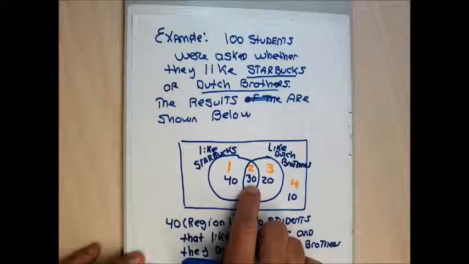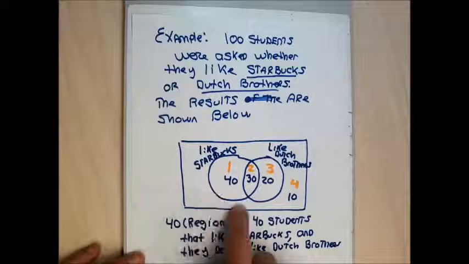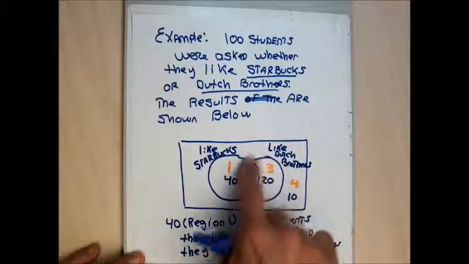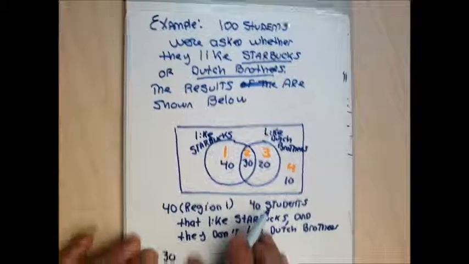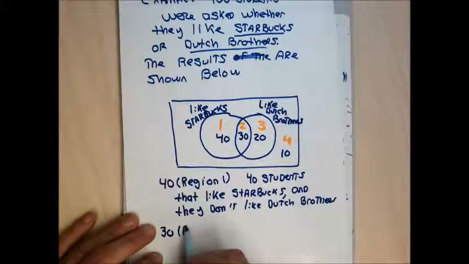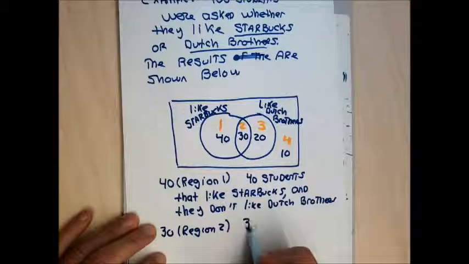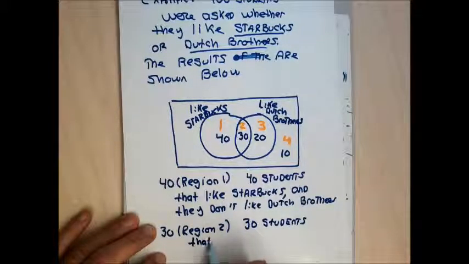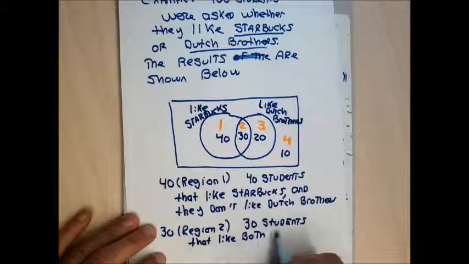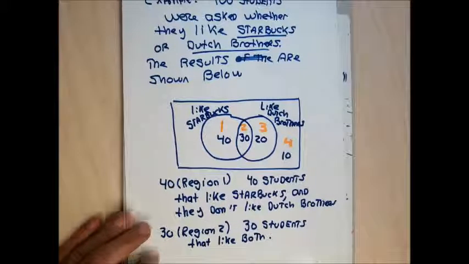The 30 in region 2, because that 30 is in the intersection of the 2 circles, the like Dutch Brothers circle and the like Starbucks circle. The 30 in region 2 represents the 30 students that like both brands. I'll just keep it short.